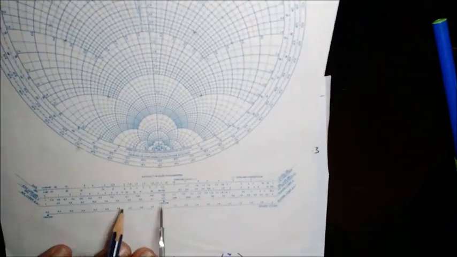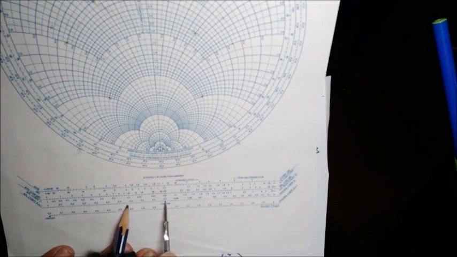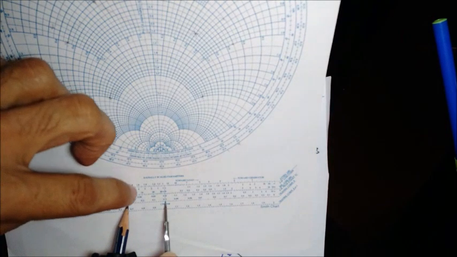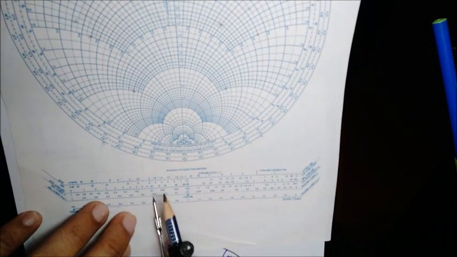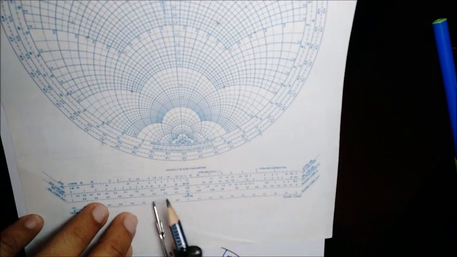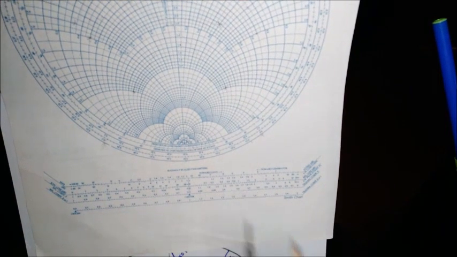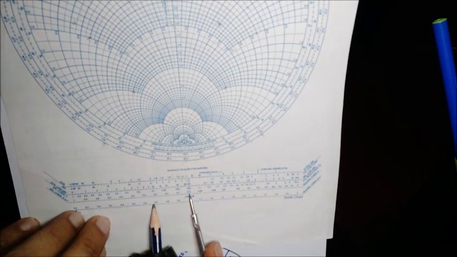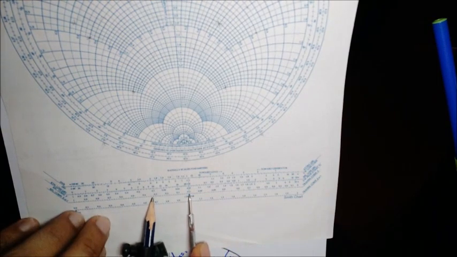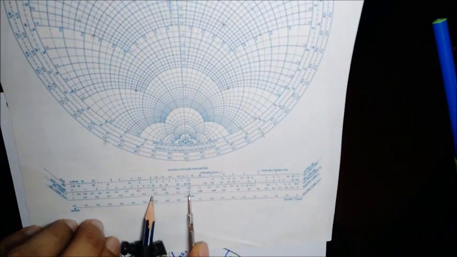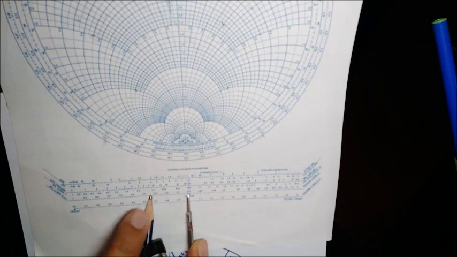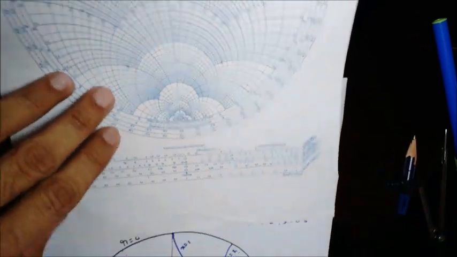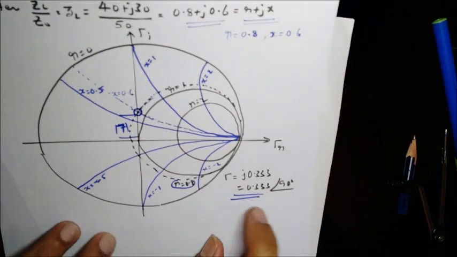It's around 0.33. You can see it is somewhere between 0.3 and 0.4. There are 5 graduations between 0.3 and 0.4, so you are getting almost 0.33. You can see this distance is 0.33: 0, 0.1, 0.2, 0.3, slightly more than 0.3, but fairly close to 0.3, so 0.33. And hence we see that using the Smith chart also we end up getting the same result.